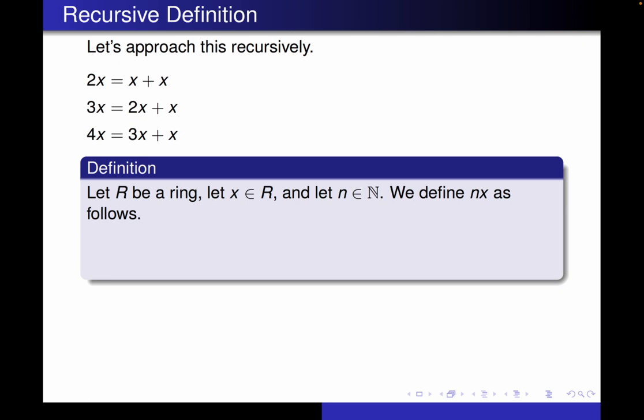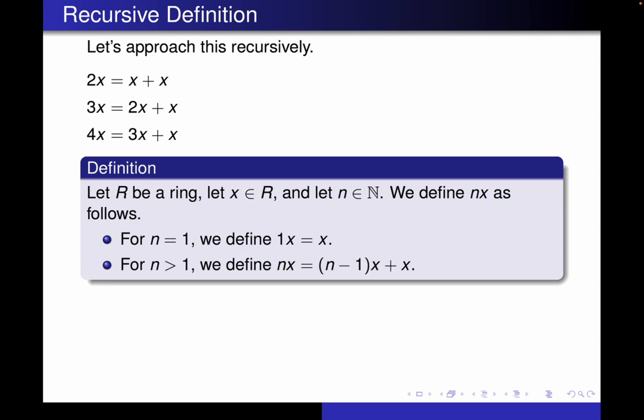So the way we do this recursively is we first have to explicitly define the first one. So for n equals 1, we have 1 times x equal x. We just leave that one alone. And then for n greater than 1, we use the previous one that we just did to define it. So if you want to find n times x for n greater than 1, that's going to be (n minus 1)x, that's the previous one that we just did, plus x.